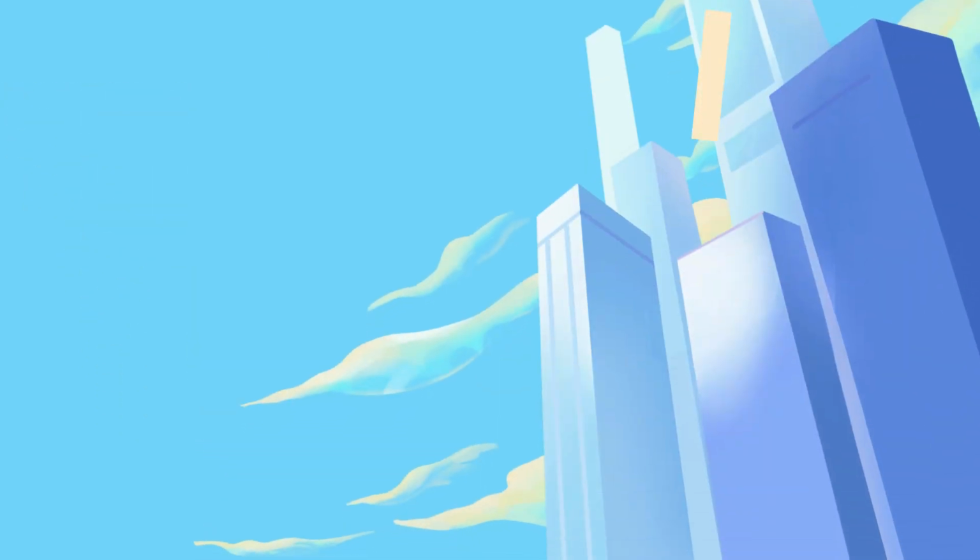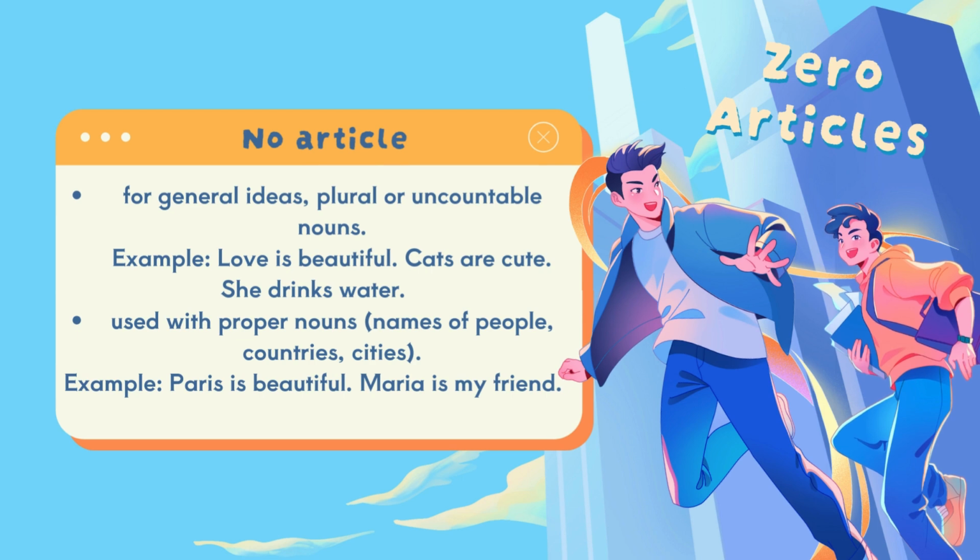Now, let's move on to the next point. Sometimes no article is needed. This is called the zero article. We use it for general ideas, plural or uncountable nouns, and proper nouns. For example, we say, "Love is beautiful," because we're talking about love in general. Similarly, we say, "Cats are cute," because we're referring to all cats, not a specific one. Proper nouns, like names of people or places, also don't need an article. For example, "Paris is beautiful," or "Maria is my friend."